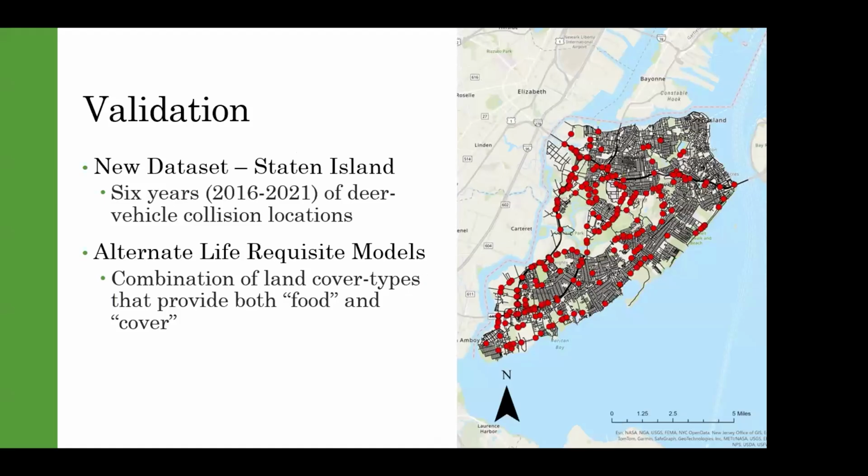Also for validation, we utilized a new data set of deer vehicle collision points on Staten Island, as well as an alternate life requisite model for one of our bear vehicle collision study areas, where instead of just escape cover, we utilized both food and cover to test a couple of different variations on this.